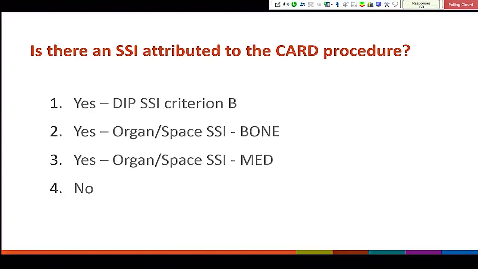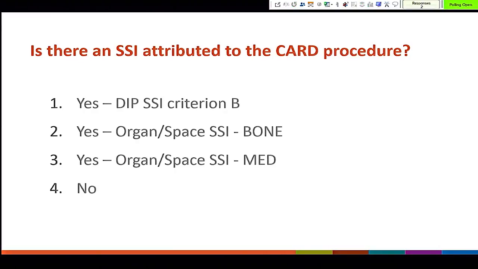Is there an SSI attributed to the card procedure here? And as you're looking at this, think about the patient went to the OR more than once, right? Okay, so let's see what the answer is.